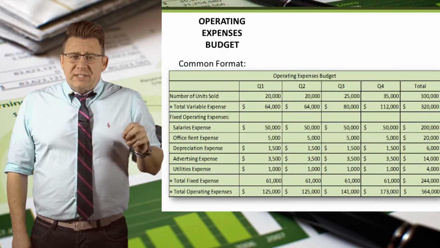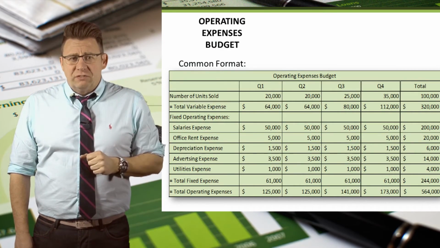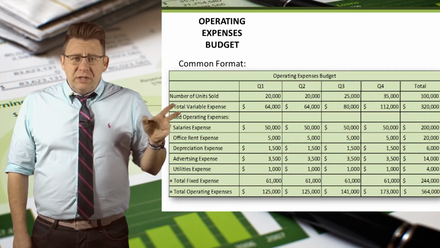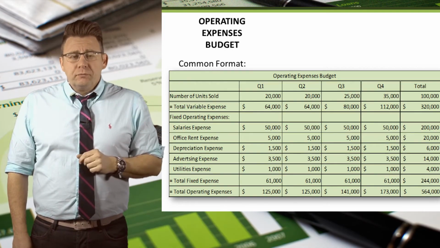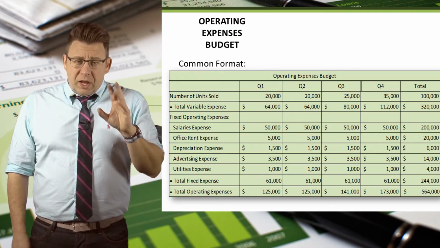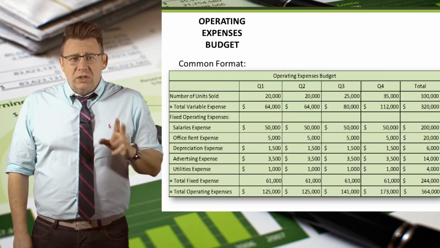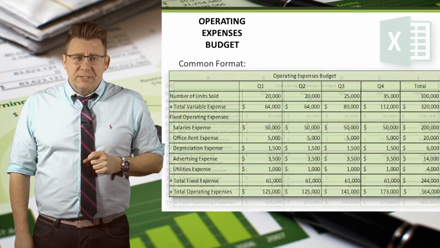Our fixed operating expenses are usually just given amounts since they don't vary with sales volume. I've assumed these numbers and listed them here. Thus, total variable operating expenses plus total fixed operating expenses equals our total operating expenses.